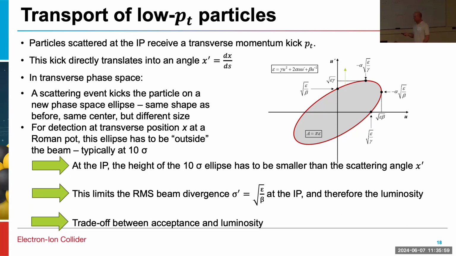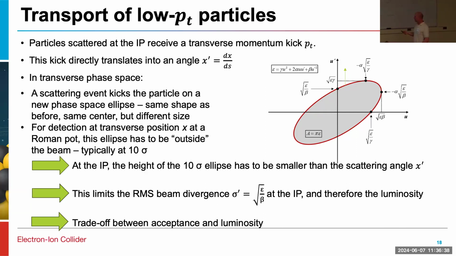So I have to make sure that at the location where the scattering occurs, which is at the interaction point, this ellipse is not too tall. If this ellipse here is too tall, I don't get... because I typically scatter from here. I have to assume I scatter from the center of the beam. I don't get outside the ellipse. I don't get outside my beam. If I don't get outside the ellipse that the beam itself covers, I cannot detect the particle because it will never be outside the beam. Nowhere in the machine. There is no location where I can put my Roman pots.